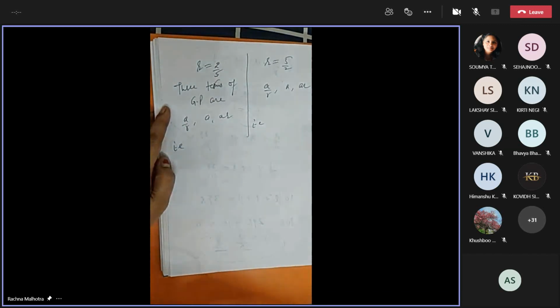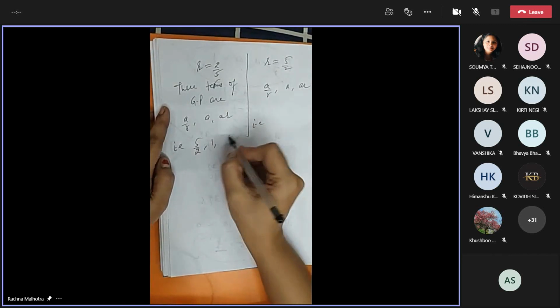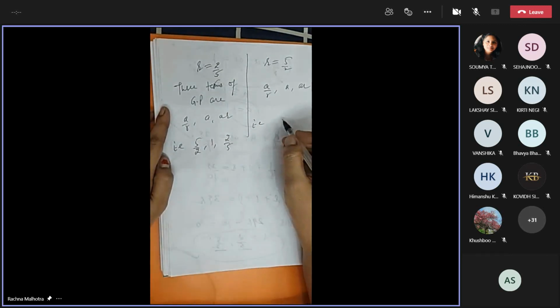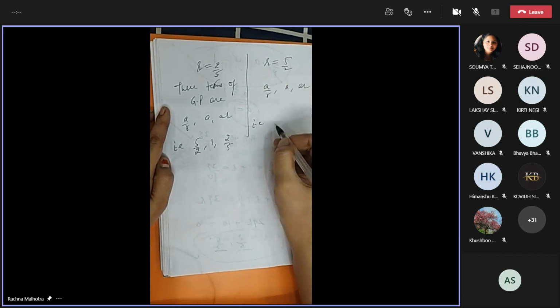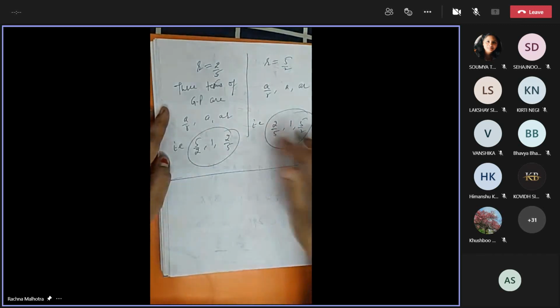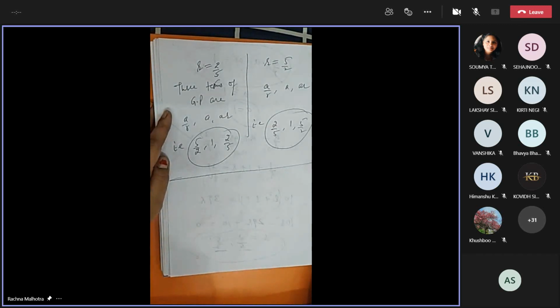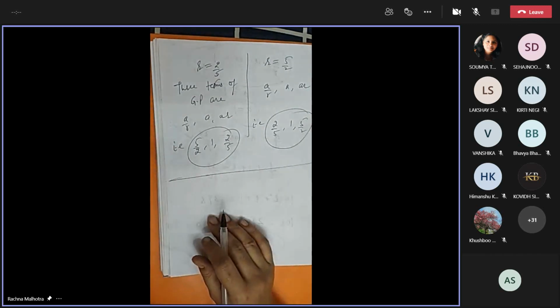For R equal to 5 by 2, the terms are 2 by 5, 1, 5 by 2. Similarly, you can write this one. What is A by R? A is 1. So for the other, this is 5 by 2, 1 and 2 by 5. So these are the first three terms: 2 by 5, 1, 5 by 2, and 5 by 2, 1, 2 by 5. Should I repeat? No, ma'am.